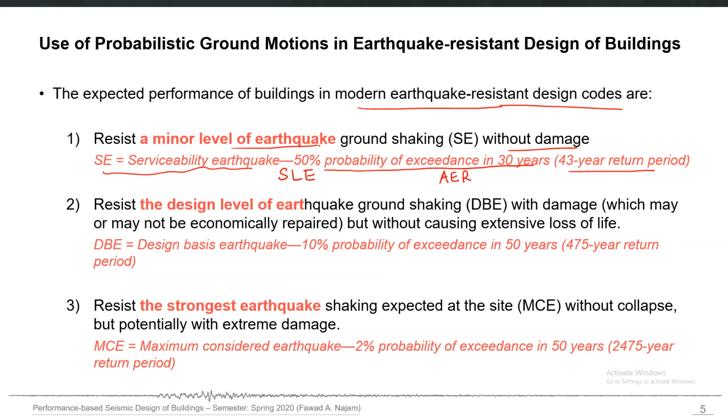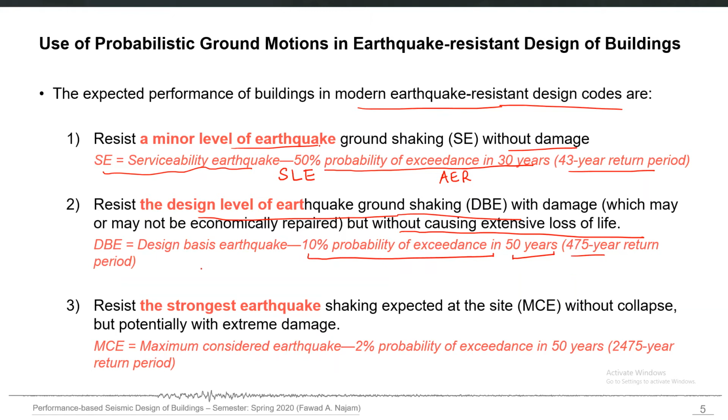The second definition is the DBE level, as I have explained previously also. The expectation from the structure is that it should resist the design level of an earthquake, which is defined by the DBE level, with some damage, but there should be no loss of life. This is the expected performance of the structure at this DBE level, which is defined like this, that it should have a 10% probability of exceedance in 50 years, corresponding to a 475-year return period.